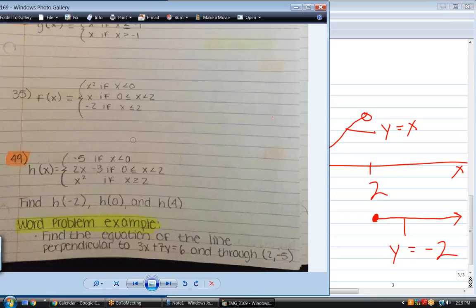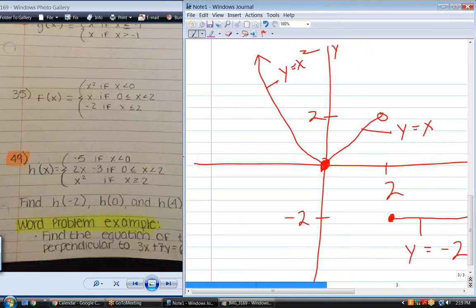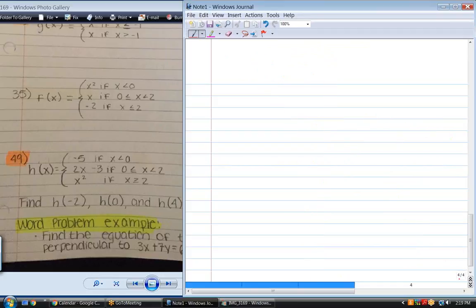So, this is a little different question. They don't want us to graph 49. They want you to find h of minus 2. What's h of minus 2 equal? Find minus 2 on the domain. Figure out which function is associated with that domain. That would be the first one. Negative 5. What is h of 0?